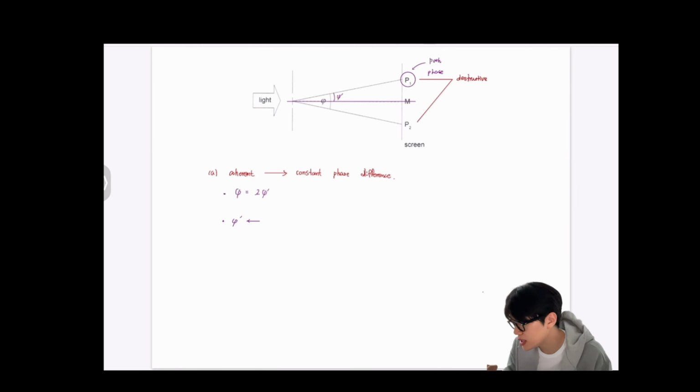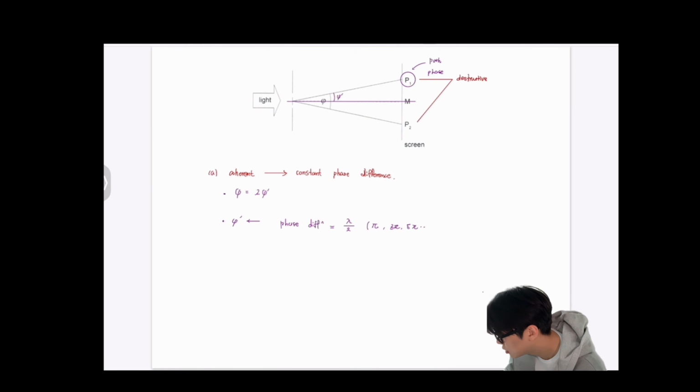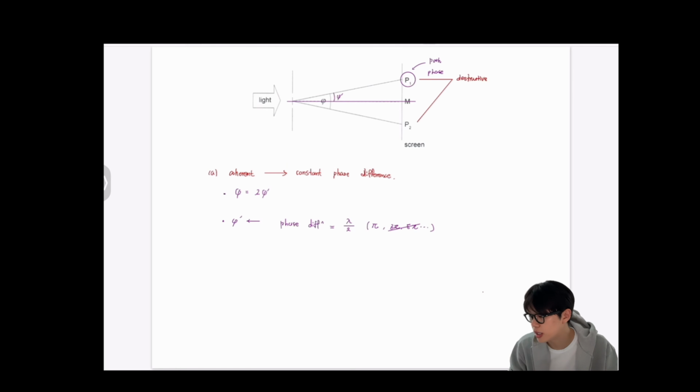If you think about the phase difference, because it's the destructive interference, and this is the first point where the destructive interference happens. So the phase difference should be lambda over 2, right? Where it's the same as pi, like 3 pi, 5 pi, something like that. But because that's the first point, it should be the pi radians difference. But I can say actually lambda over 2 as well, right?